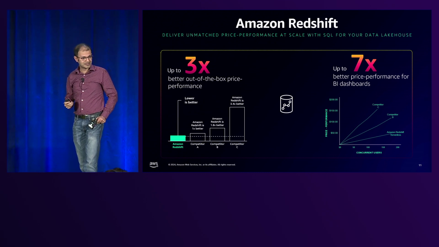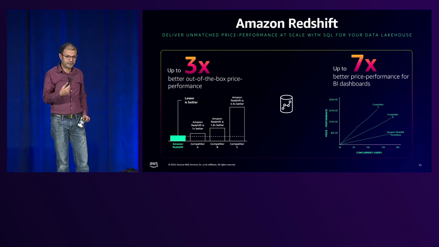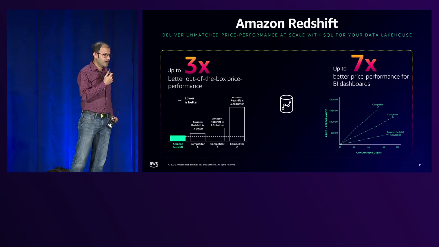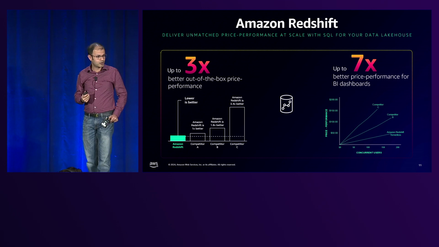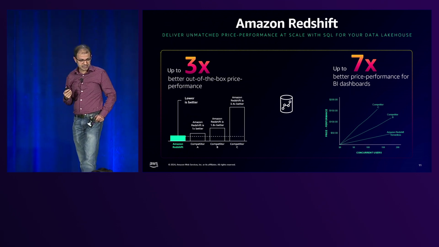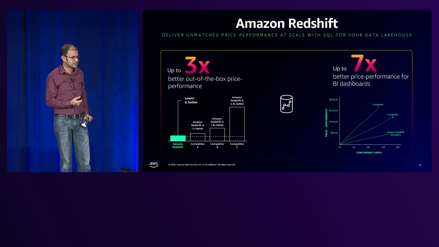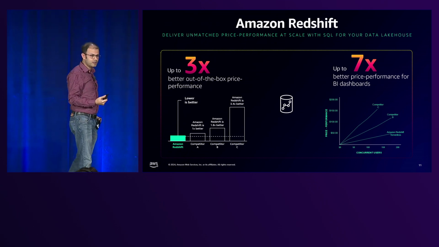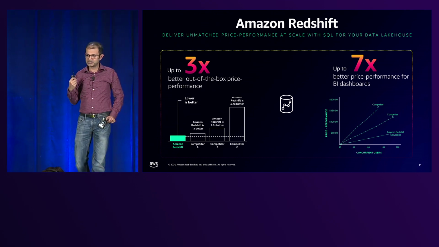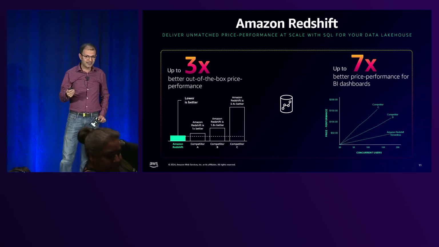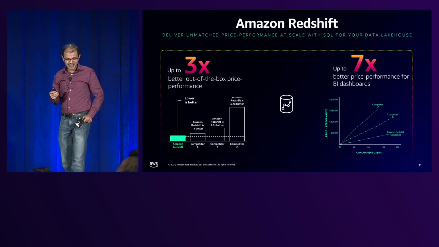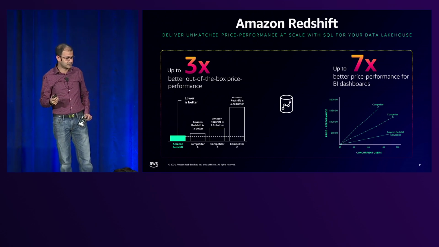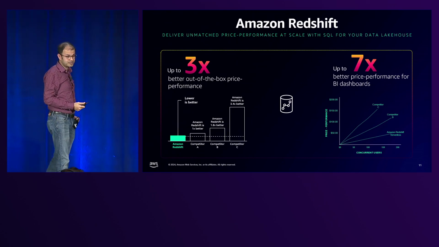In this figure, lower is better, which means that the lower the bar is, the better price for performance you are getting. As you can see from this figure, compared to our alternative cloud data warehouse providers, Amazon Redshift is up to 3x better price performance when you are sequentially running queries, one query at a time. But most of our real workloads are concurrent. When you have BI dashboards, there are many concurrent users that are driving these dashboards. And in the case of these concurrent workloads, your price performance advantage increases even further, where you can get up to 7x better price performance.